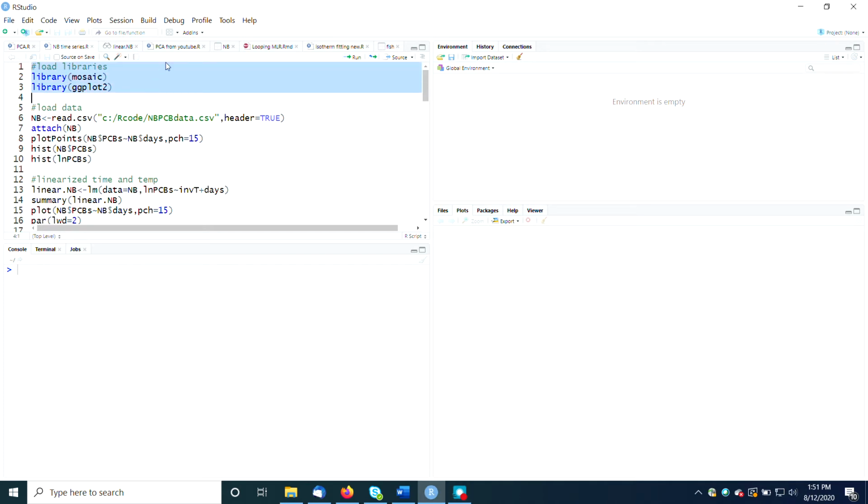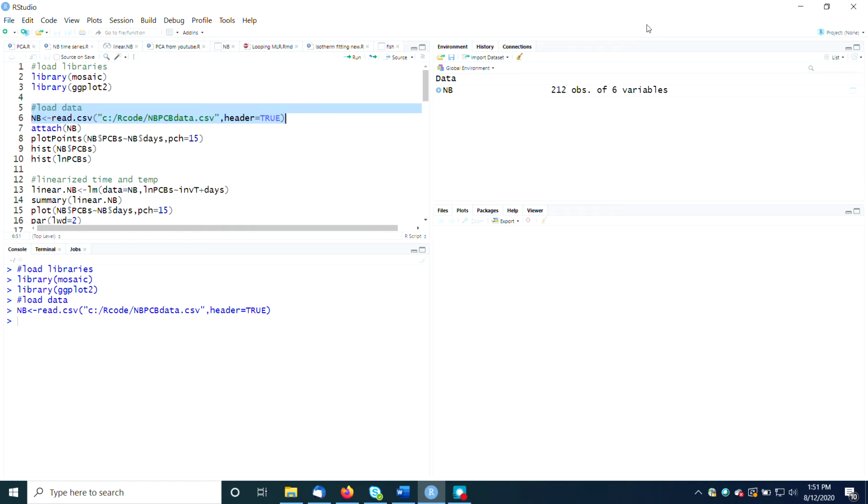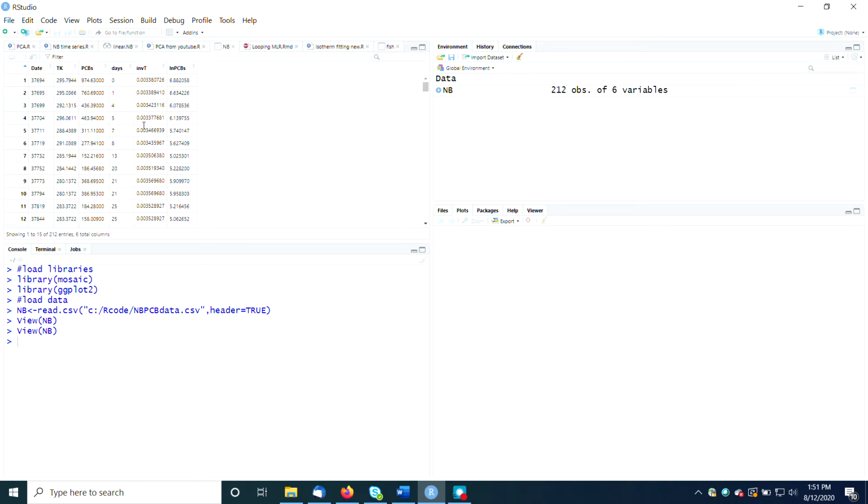So the first thing we'll do here, of course, is load up our libraries like we always do, and then we're going to load in our data here. So here's data. This is NB, stands for New Brunswick. So if I open this up, this is data on PCBs, polychlorinated biphenyls, measured in the air in New Brunswick, where Rutgers University is, over at the experimental farm. And this is the PCB concentration measured in the air in picograms per cubic meter.